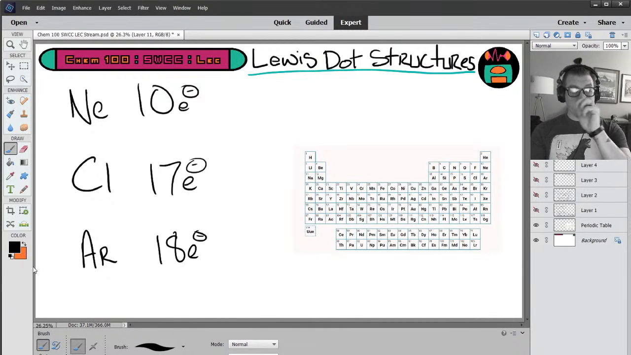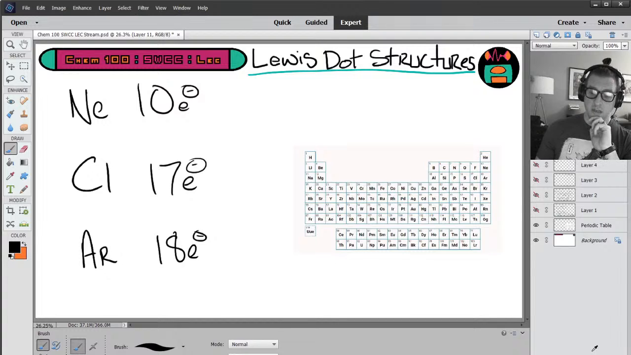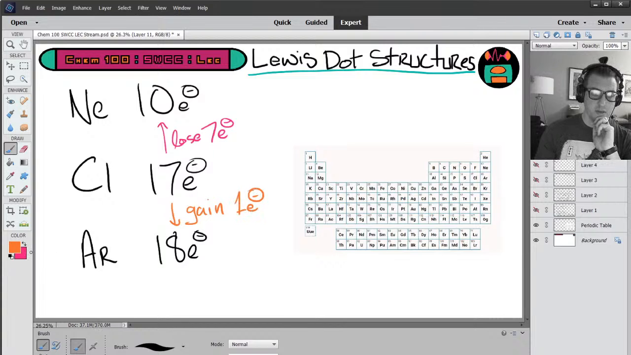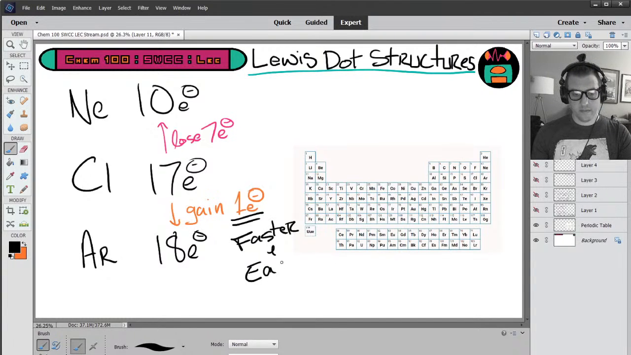If chlorine is going to become like neon, it needs to lose 7 electrons. But if chlorine is going to become like argon, it only needs to gain 1. And gaining 1 electron is faster and easier than losing 7.